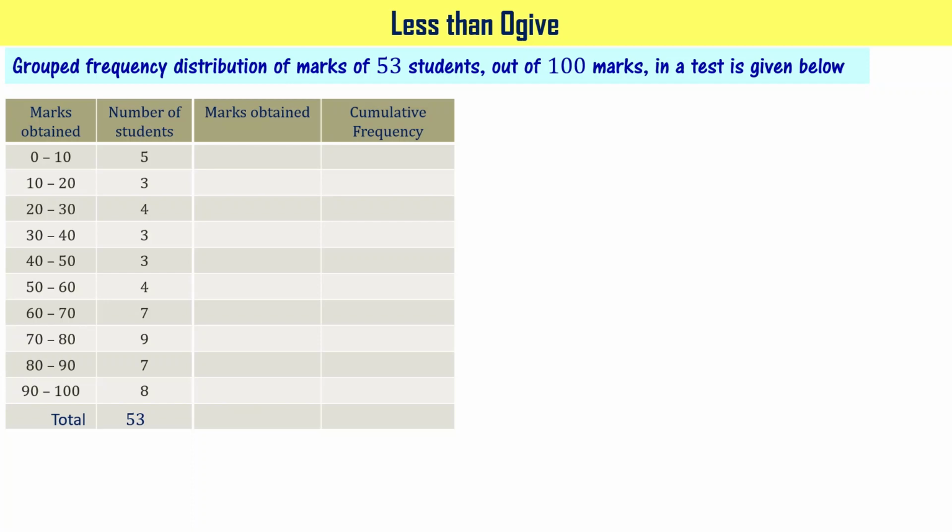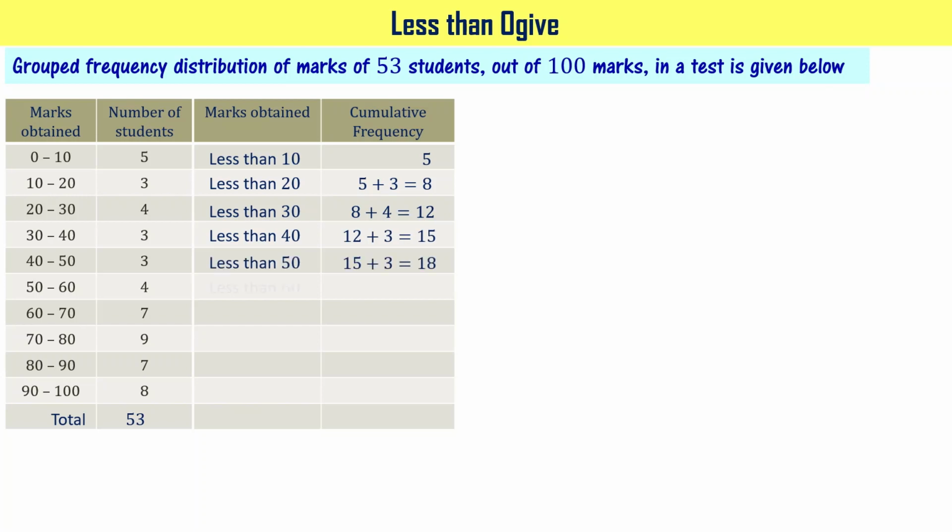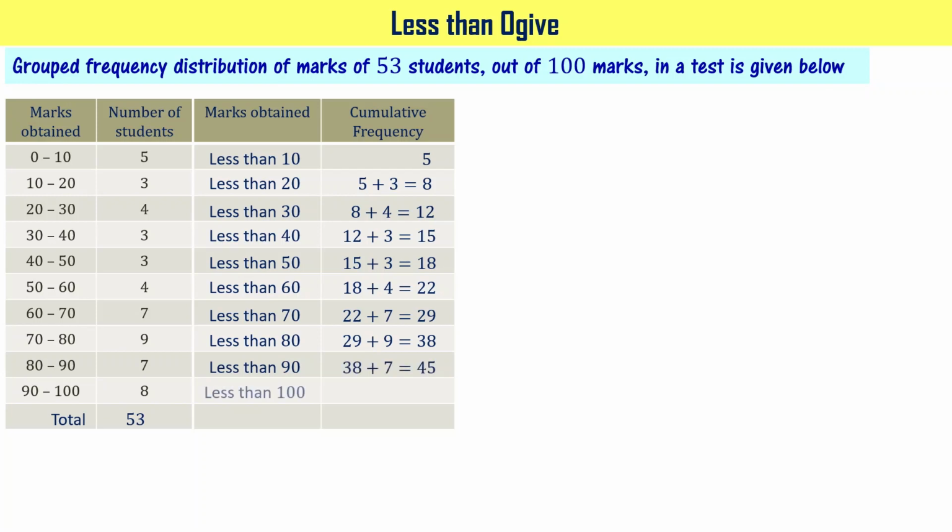We have seen how to get the cumulative frequency. Since I said less than ogive, let's use that terminology. Less than 10 is 5. Less than 20 is going to be 5 plus 3, that is equal to 8. Less than 30 is going to be 8 plus 4, that is equal to 12. So less than 40 is 15. Less than 50 is 18. Less than 60 is 22. Less than 70 is 29. Like that, when you do it, you get less than 100 equal to 53. This 53 is equal to this 53. Please note this.